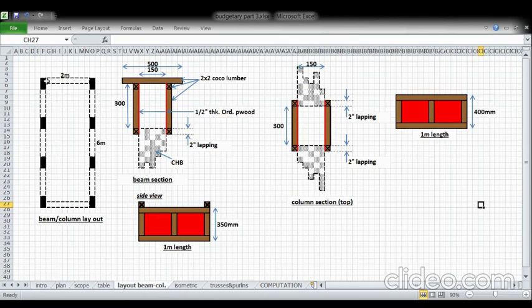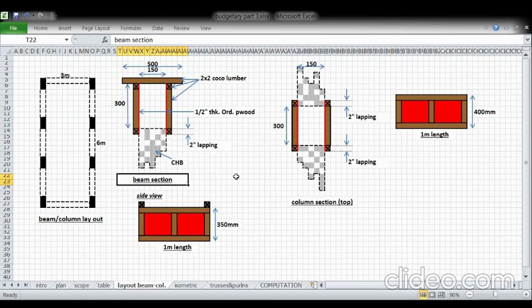So ito yung beam layout. Sorry, this is 3 meters. So 3 meters by 6 meters yung ating floor area, saka yung beam layout natin. 3 meters, perimeter beams, 6 meters on the side and 3 meters on the short direction. So this is the beam section of the formworks.